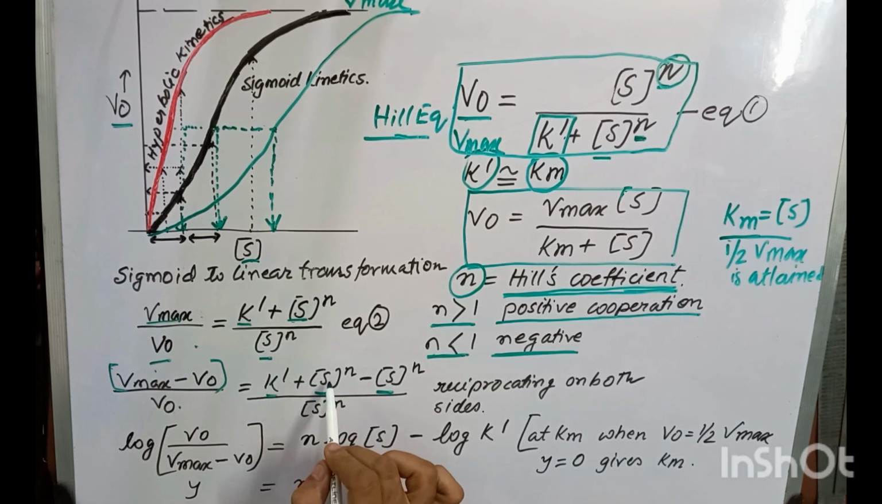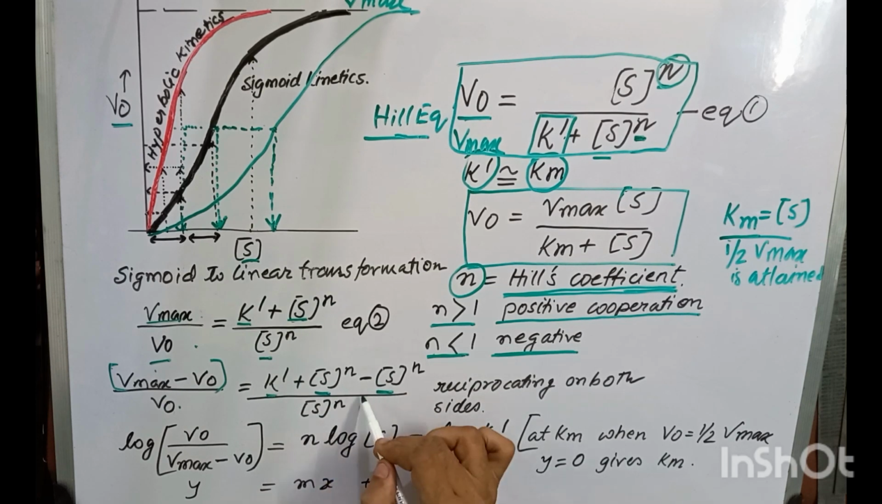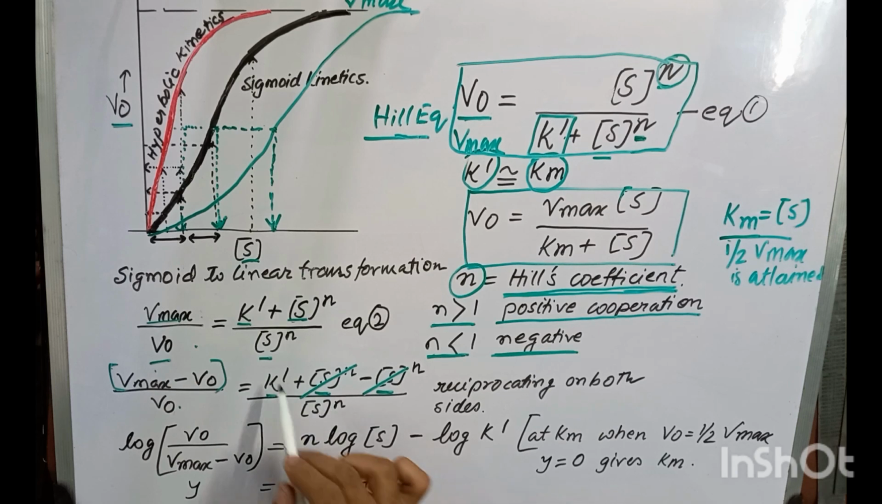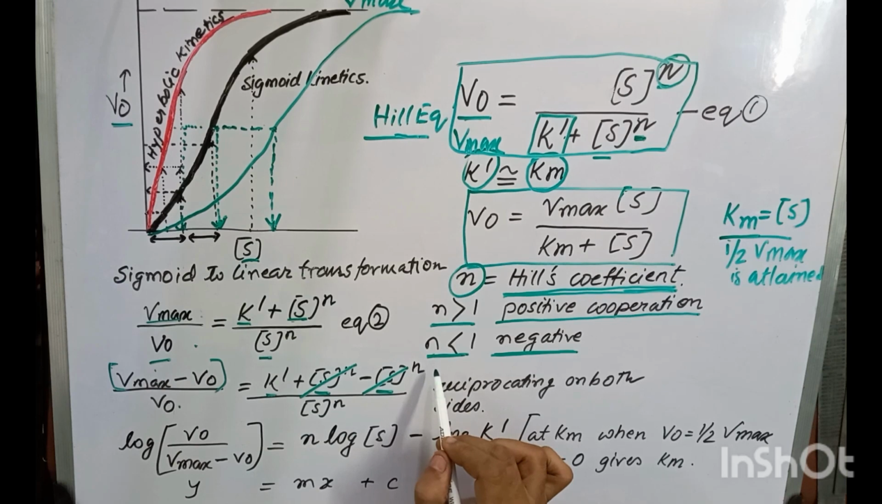And to the right hand side we also have to do that: k prime plus s to the power n minus s to the power n by s to the power n. So s to the power n cancels out, and what remains is Vmax minus V0 by V0 equal to k prime by s to the power n.